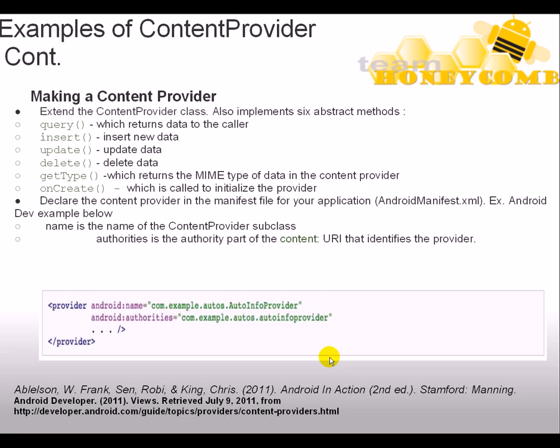Next is making a content provider. When you're making a content provider, you again have to extend the content provider class, and you also have to implement six abstract methods. You have to implement a query method, which returns data to the caller, an insert method, which inserts new data, update, which updates data, delete, which deletes data, and getType, which is a method that returns the MIME type of data in the content provider. You also implement an onCreate method, which is called to initialize the provider.